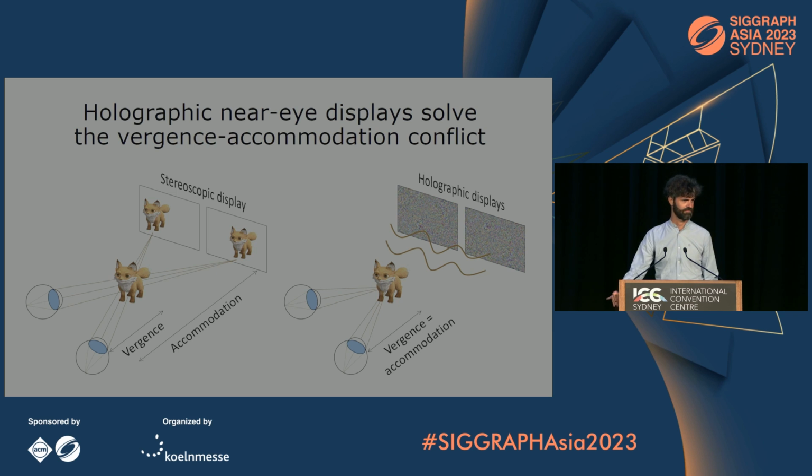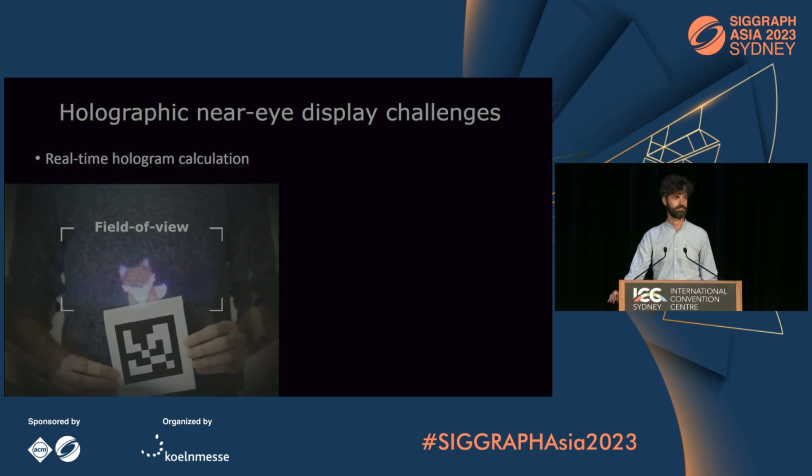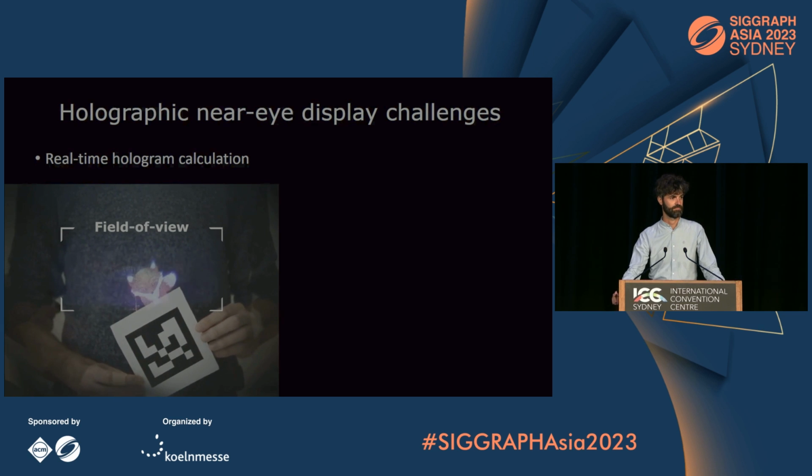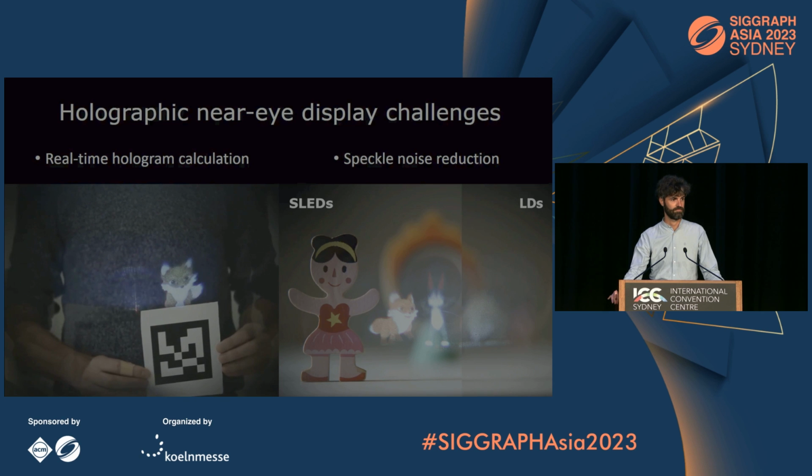Thanks to its ability to solve the vergence accommodation conflict, holography is a promising display technology for augmented reality glasses. However, to design a wearable holographic AR headset, several challenges need to be tackled, such as the real-time calculation and display of full-color binocular holograms and the reduction of speckle noise in the reconstructed images.